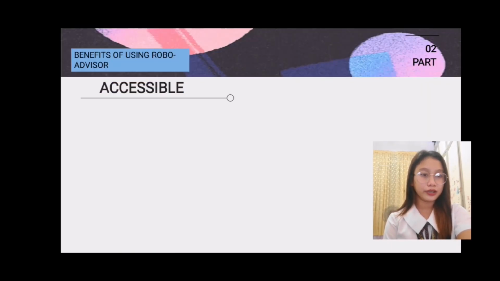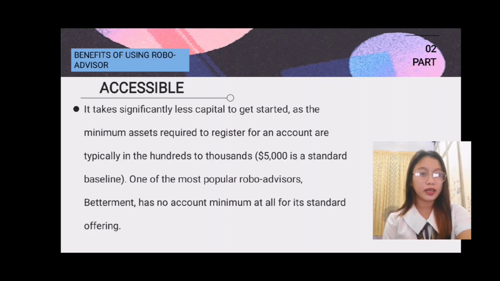Robo-advisors are accessible. It takes significantly less capital to get started, as the minimum assets required to register for an account are typically in the hundreds to thousands. $5,000 is a standard baseline. One of the most popular robo-advisors, Betterment, has no account minimum at all for its standard offering.